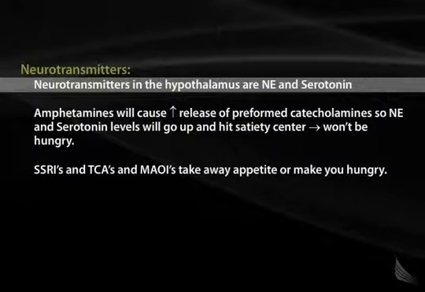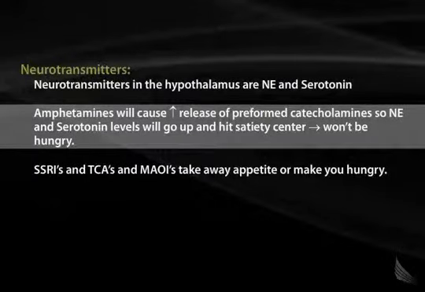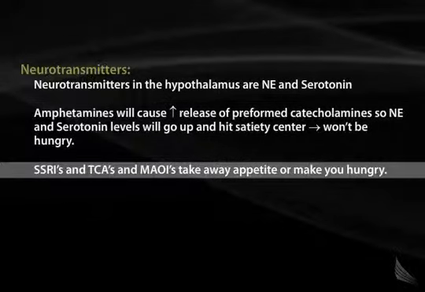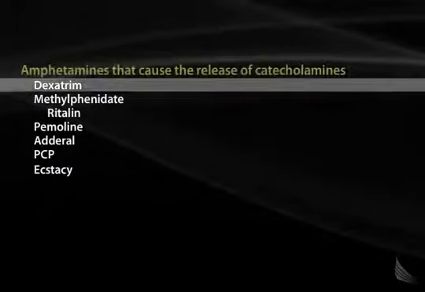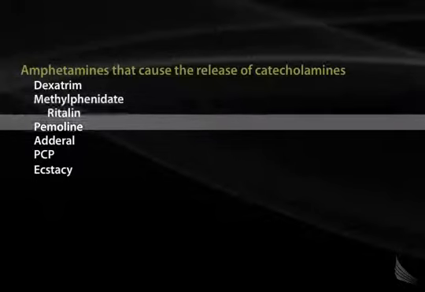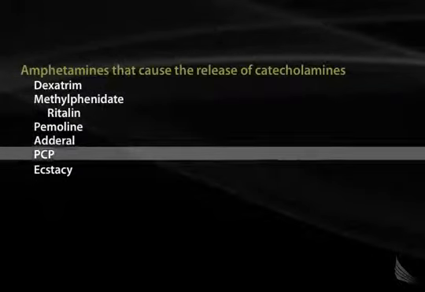The main neurotransmitters present in the hypothalamus are norepinephrine and serotonin. Amphetamines cause an increase in the release of preformed catecholamines, so norepinephrine and serotonin levels go up. These subsequently hit the satiety center, resulting in a lack of hunger. SSRIs, TCAs, and MAOIs take away appetite or make you hungry depending on the degree of release of norepinephrine and serotonin induced by them. Amphetamines that cause the release of catecholamines include Dexatrim, methylphenidate or Ritalin, pemoline, Adderall, PCP, and ecstasy.